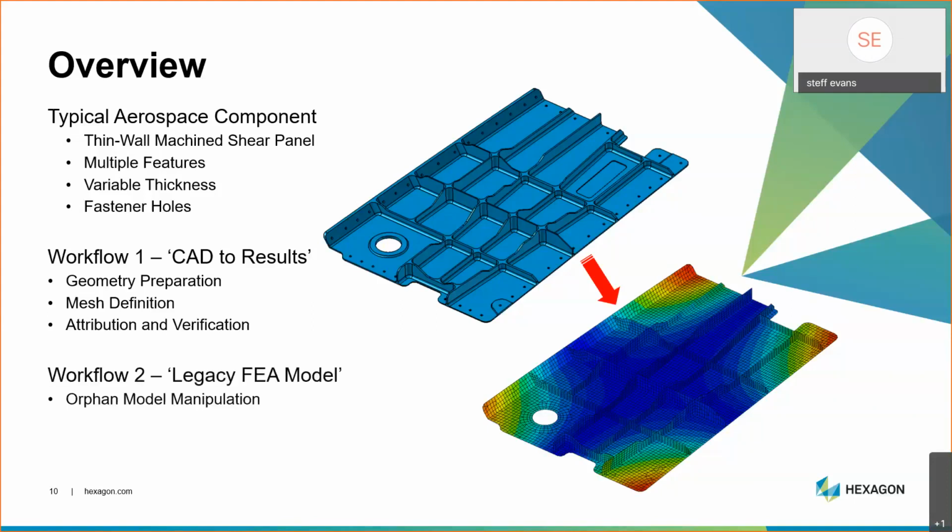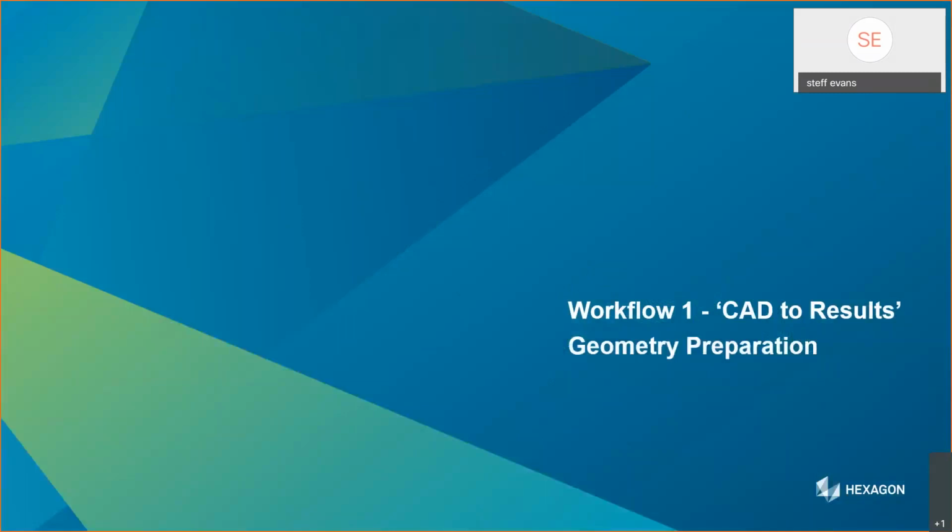Okay, we're going to look at a second workflow as well, and some of the tools that you may or may not be aware of in Apex, looking at a legacy FEA model and what we call orphan model manipulation. So this is the situation where you've got maybe a legacy Nastran or legacy FEA bulk data file, and you can bring that into the Apex environment and manipulate it with no geometry in there whatsoever. Okay, so just a couple of approaches that we're going to work through today. Okay, so let's get started.